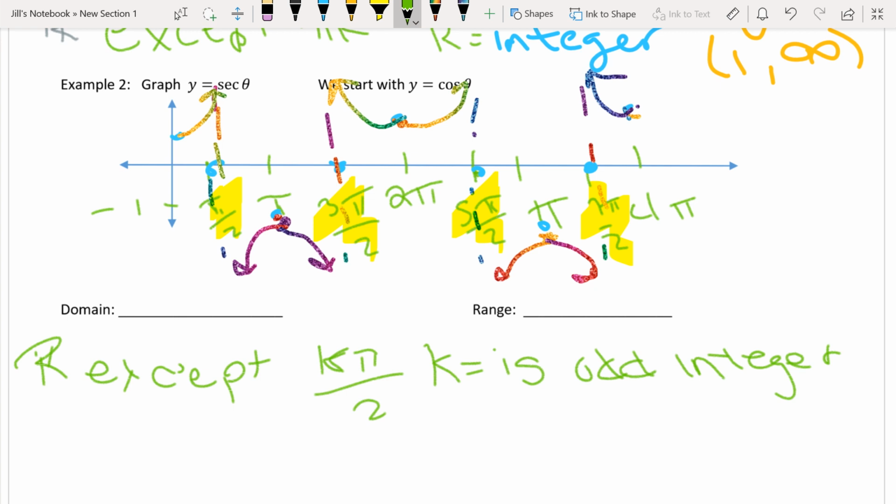Okay, and the range, got to pick up the pace here. The range is the same as the range before. It's negative infinity to negative 1 union 1 to infinity.